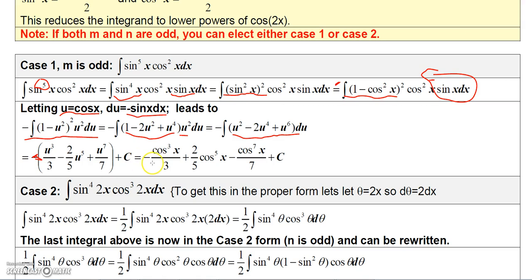And I went ahead and distributed the minus through as well. So here I have minus the cosine cubed x over 3 plus 2 cosine to the fifth x over 5 minus cosine to the 7x over 7 plus c. And there's your answer. So that's how you deal with the first case.